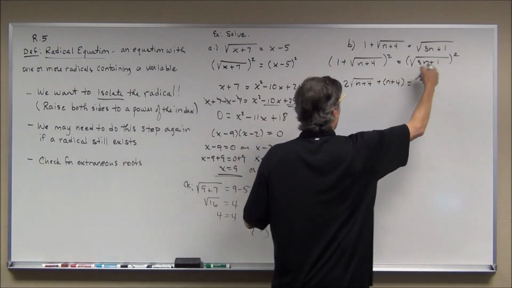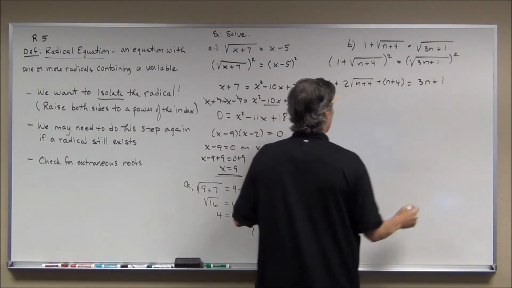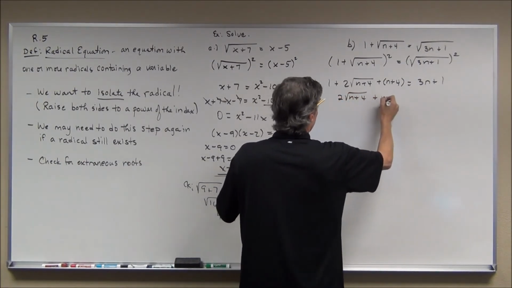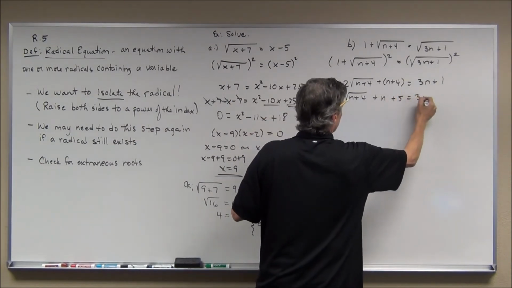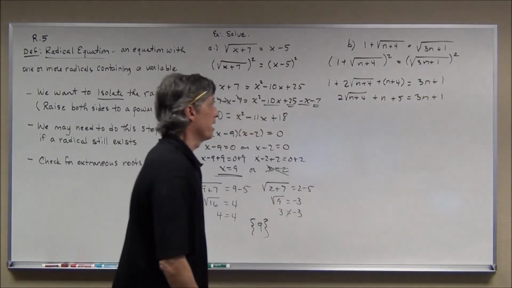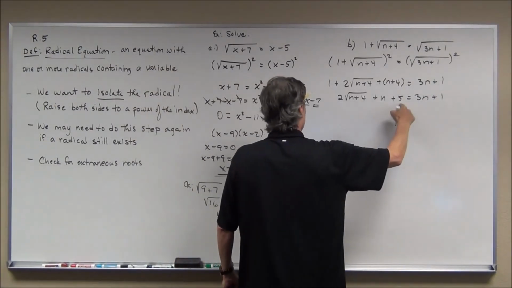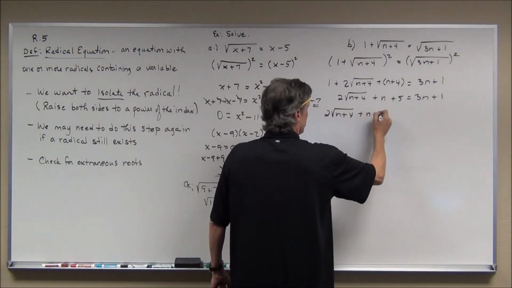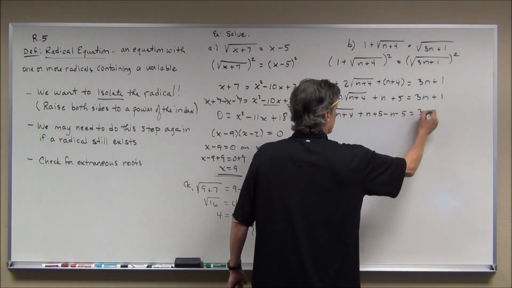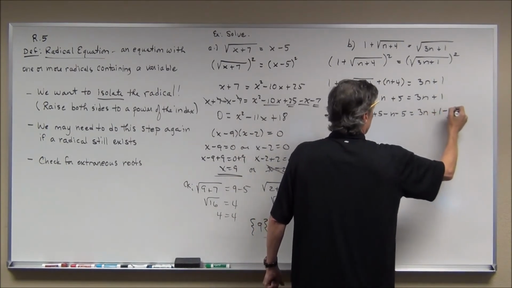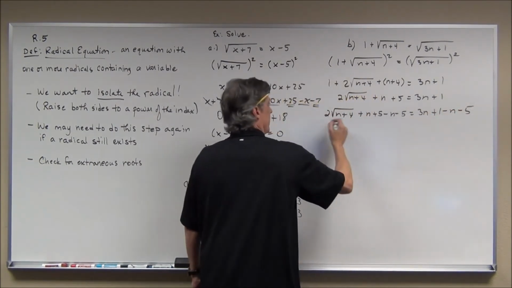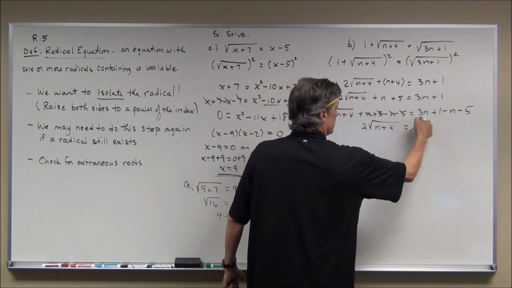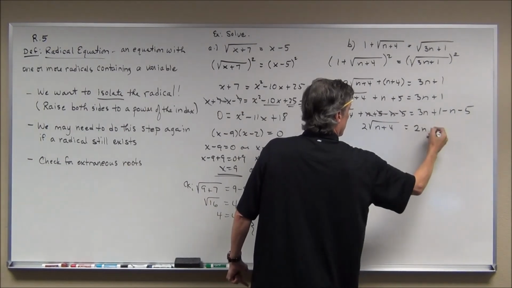Over here, I'm squaring the square root of 3n plus 1 gives me 3n plus 1. So now that has 2 square roots of n plus 4 plus n plus 5 equals 3n plus 1. I have a radical, I have to isolate it, so I'm going to get rid of the plus n and the plus 5 first by subtracting n and subtracting 5 from both sides. And I have 2, the square root of n plus 4 is equal to 2n minus 4.